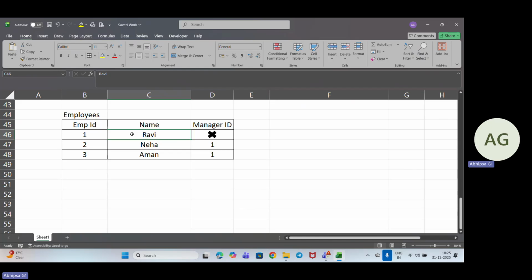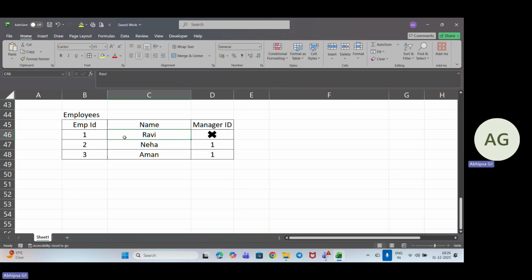Now we have discussed inner join, left join, right join, full join, and self join. In an inner join, we get only the matching rows. In a left join, we get all the data from the left table. In a right join, we get all the data from the right table. In a full join, we get all of the data from both tables. And a self join is where the table joins itself only.